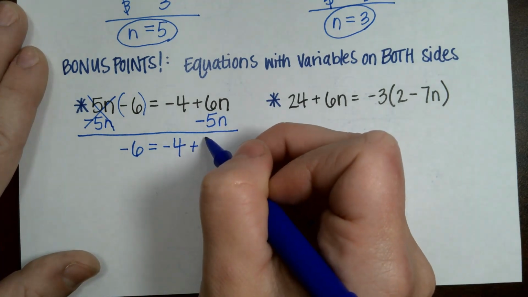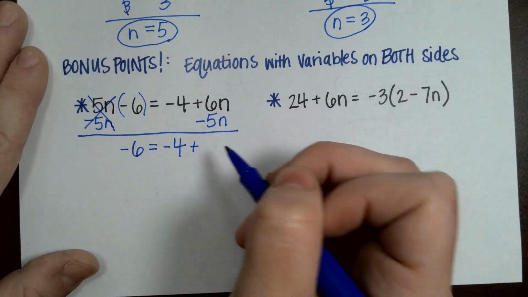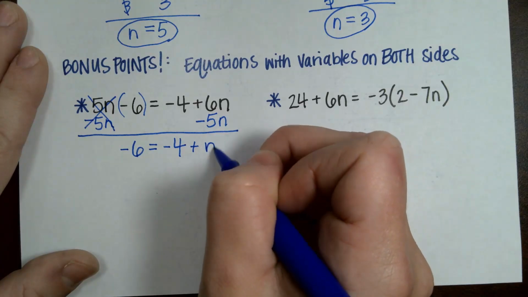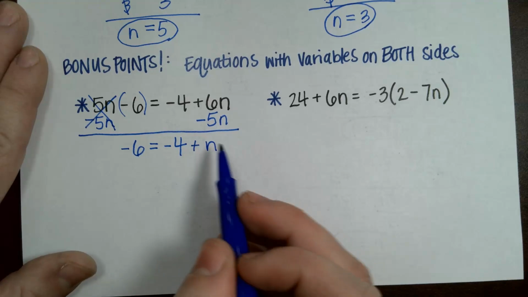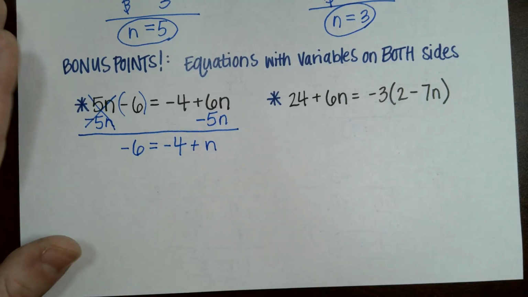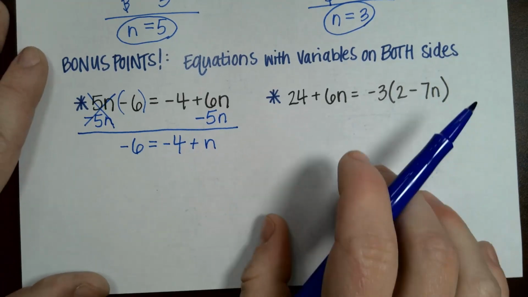1. So you could write 1n, or I would just write n because I know I'm left with n by itself. I've just got 1n here. Okay, what do we need to do next for our final step?